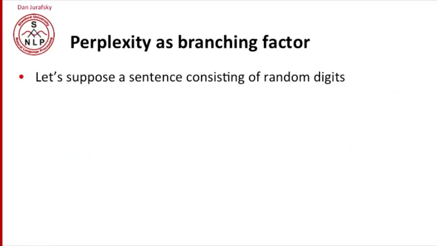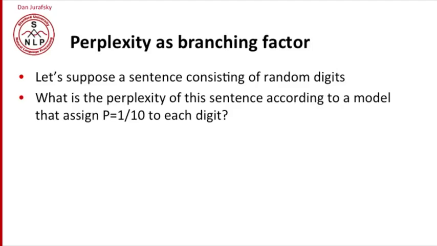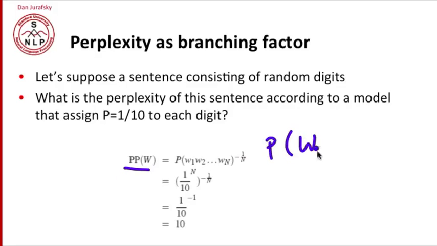So let's examine this new kind of perplexity, the weighted equivalent branching factor, and show that it's the same as this inverted normalized probability metric. Let's take a sentence consisting of random digits. What's the perplexity of this sentence according to a model that assigns equal probability to each digit? It doesn't matter how long it is. So we have a bunch of digits, digit 1, digit 2 through digit n.